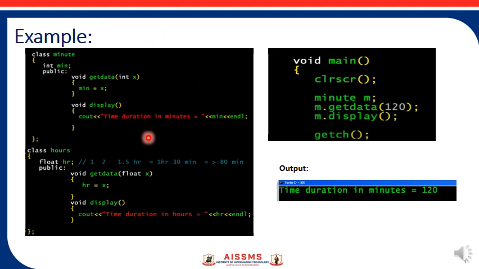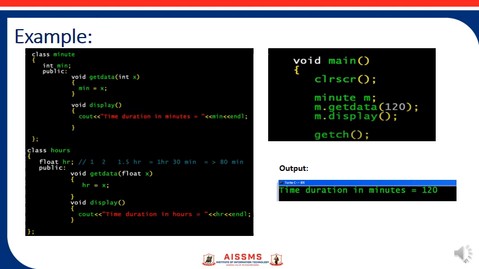Now we will just go through this simple example. Here I have created one class for minute, another class for hour, and a main function. In this main function we have created an object of minute, m. With the help of m dot get data, we are passing an integer value 120. It calls this function, and the x 120 is assigned. And when we say m dot display, it displays the time duration in minutes, that is nothing but the 120. Here we can see the result: time duration in minutes is 120.